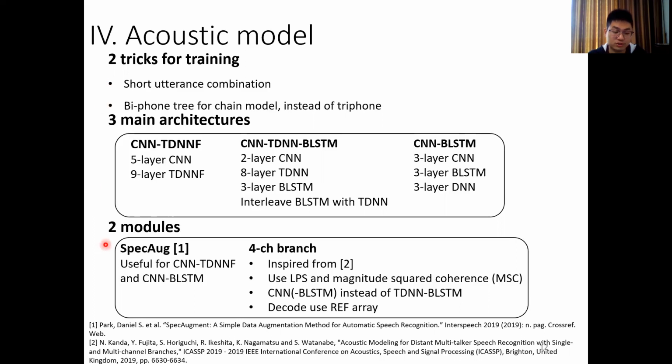We used two modules. The spec-all was used for CNN-TDNF and CNN-BLSTM, and a multi-channel branch. It used 4 channels. It was inspired by Chen's work. We used LPS and MSC to model the amplitude and phase information. We found that CNN is more efficient than the TDNN-BLSTM architecture, and when decoding, we use a reference array.